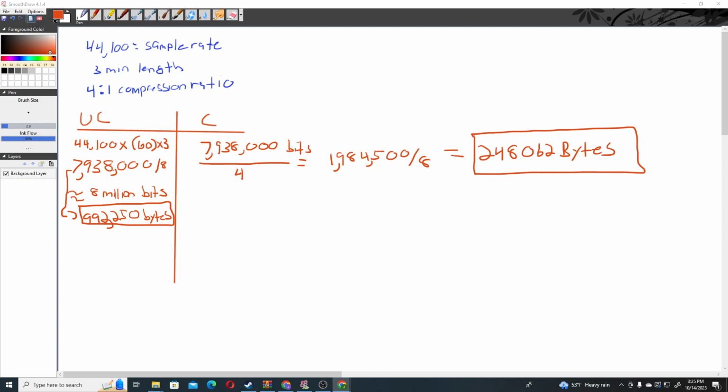Let's see, I think it's 0.992250, sorry, times 0.25. Yeah, so it's a quarter of the original size, which is really great. You saved 75% of the original bits, which is a lot. That's a huge savings. That's 75% savings.